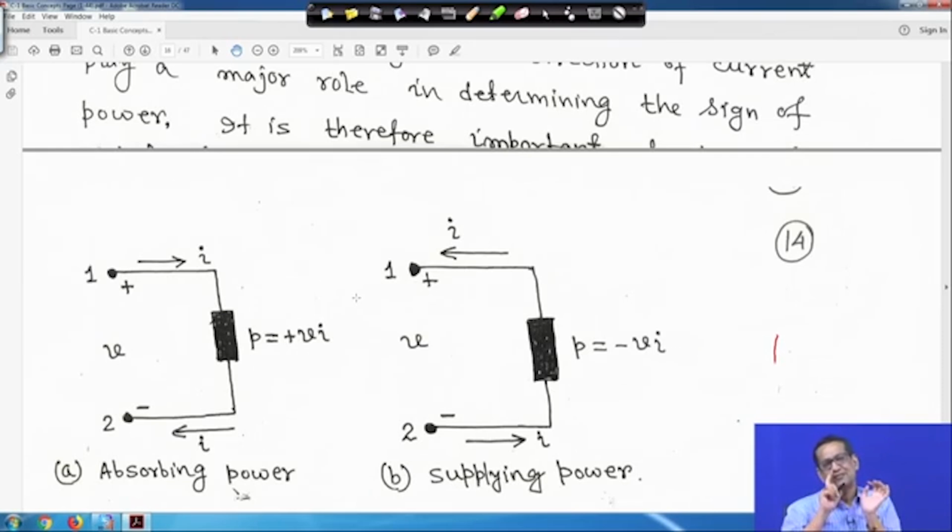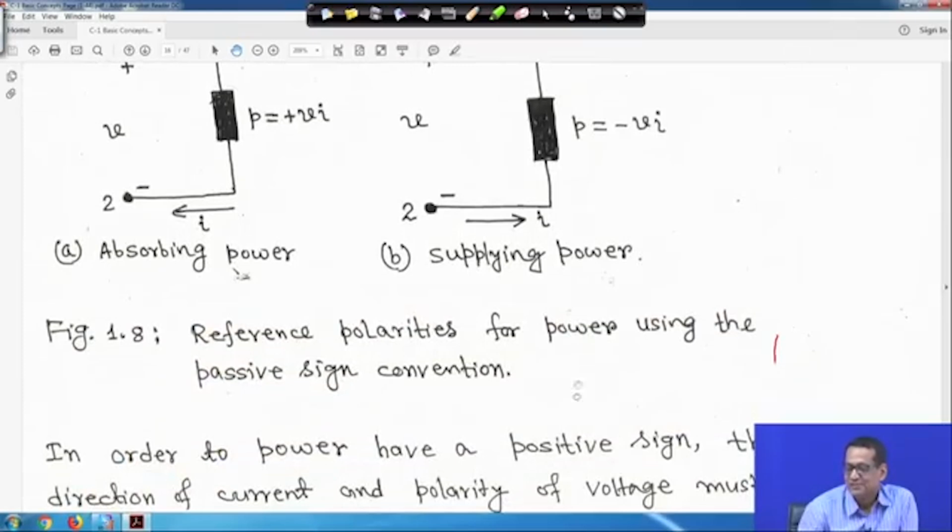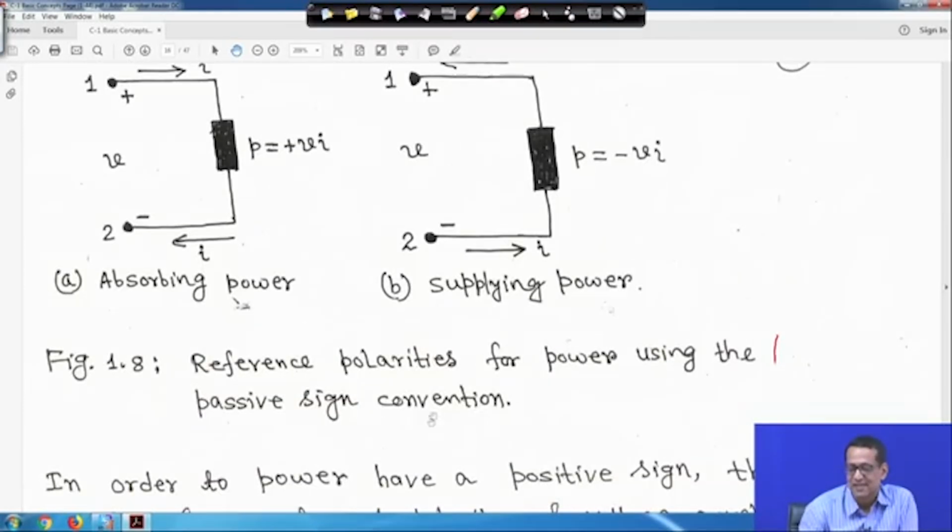So, when it is entering into the plus terminal, the sign of current should be plus, and when it is leaving the plus terminal, it should be minus. These are basic things we have to keep in mind, right. So, reference polarities for power using the passive sign convention.